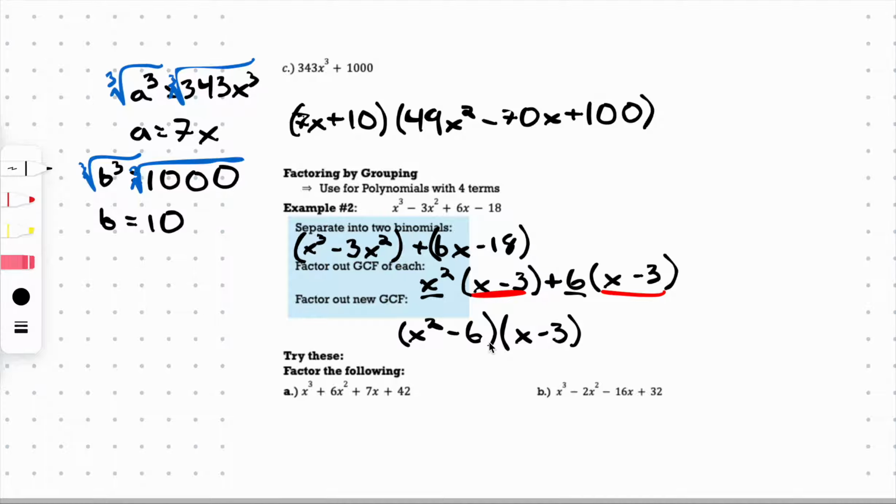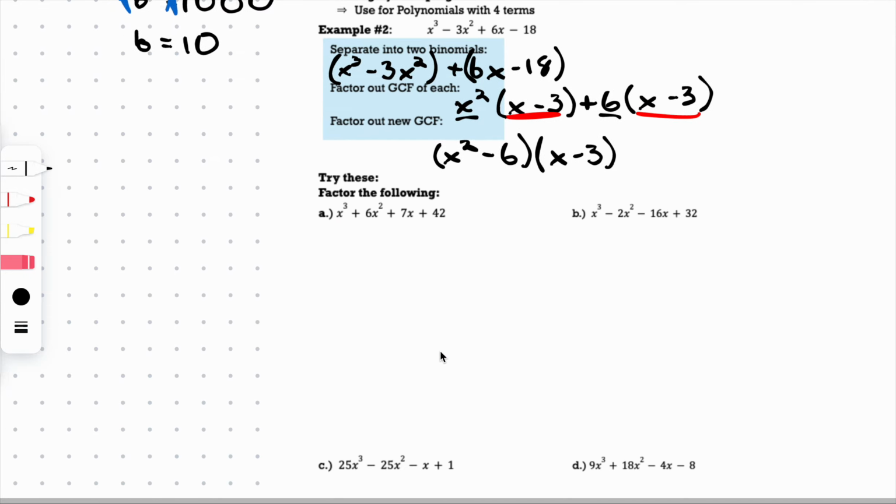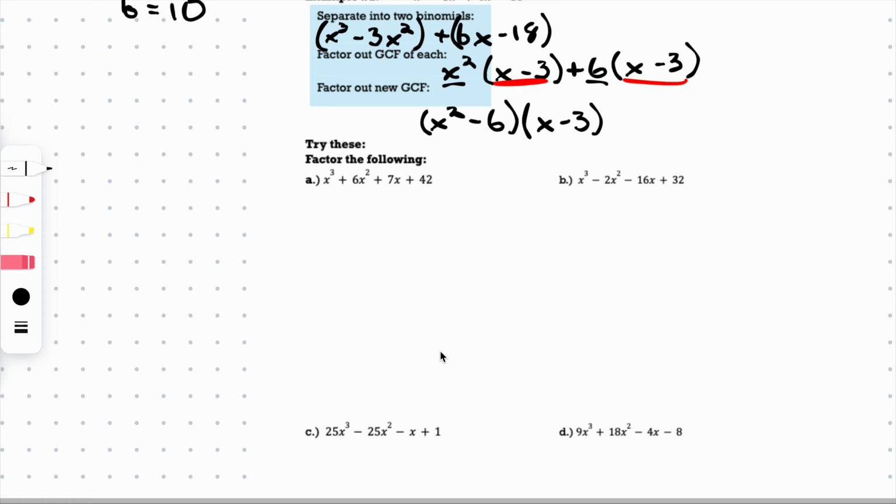And in this case, you should be on the lookout for, say this was x squared minus 4. You should be on the lookout if you can simplify this anymore. So for example, if this was x squared minus 4, you could simplify it into x plus 2 times x minus 2. Then you'd still have this x minus 3. Okay, great. Let's try to implement this on some practice problems.